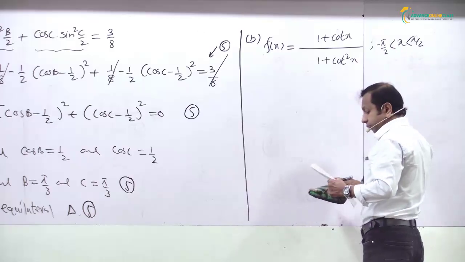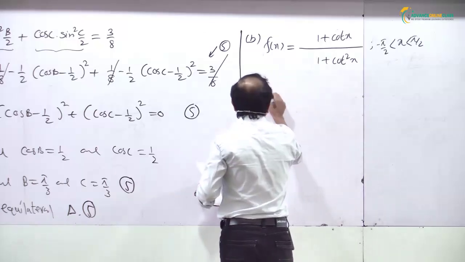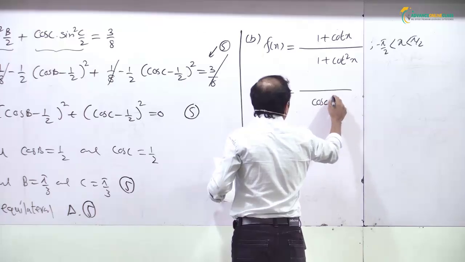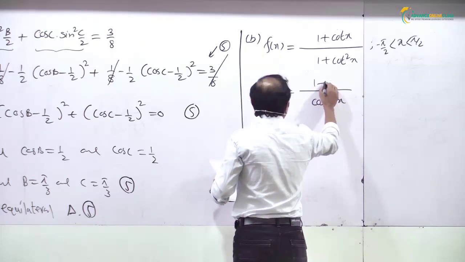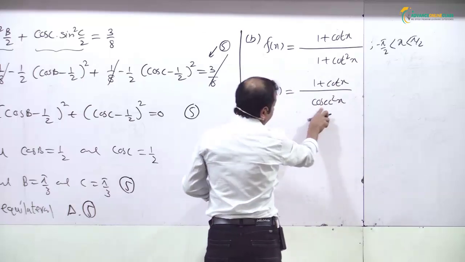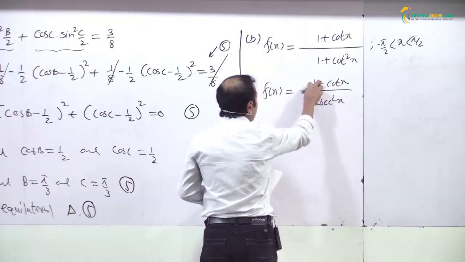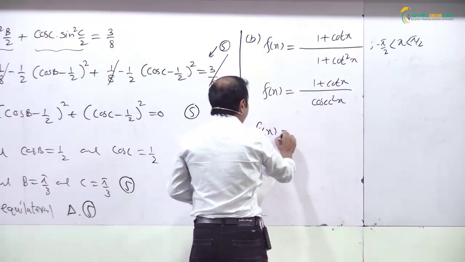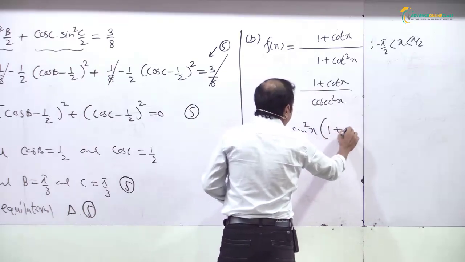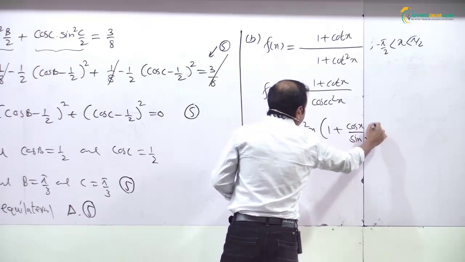Right, 1 plus cot squared x is what? 1 plus cot squared x is cosec squared x. Cosec squared x means 1 over sine squared x. That sine squared x we can write in the numerator. So f(x) equals sine squared x times (1 plus cot x), and cot x means cos x by sine x.